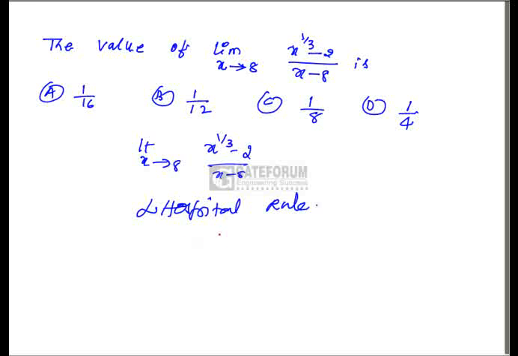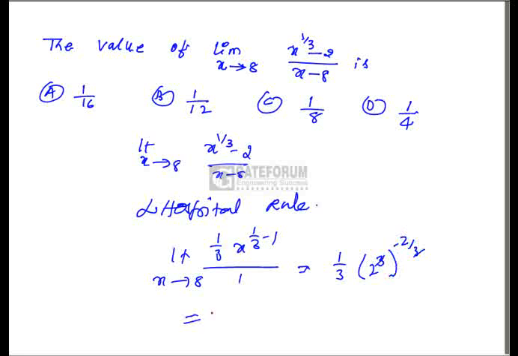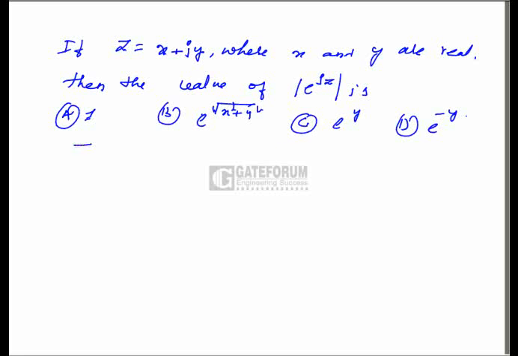If I differentiate x^n, it is n times x^(n-1), and the differentiation of 2 is 0. The differentiation of x minus 8 is 1. Now as the limit is tending to 8, we'll substitute the value of x as 8, which is 2 cubed. Now the value of the limit is 1/3 into 1/4, which is 1/12. That is option B.